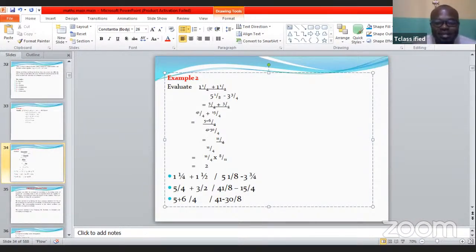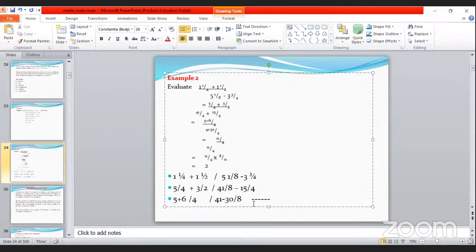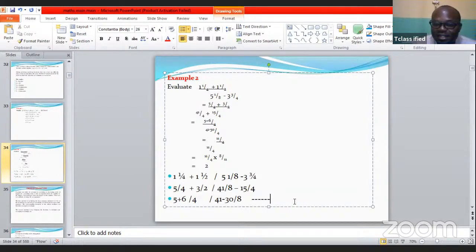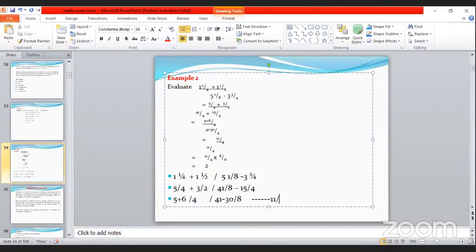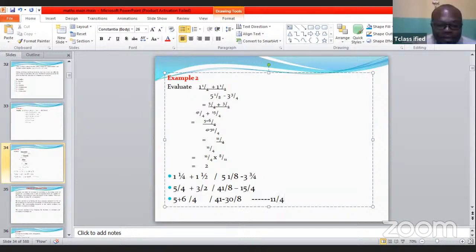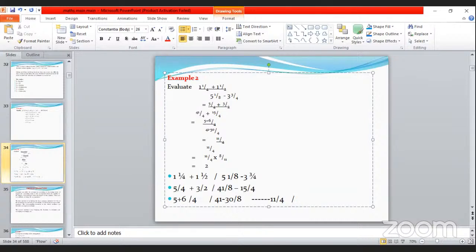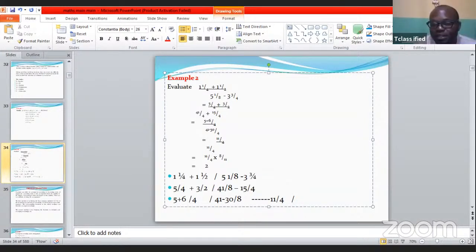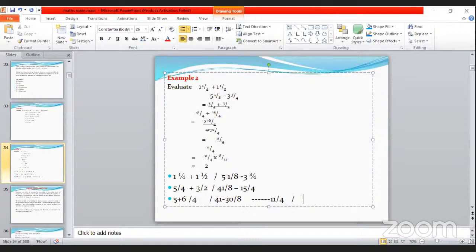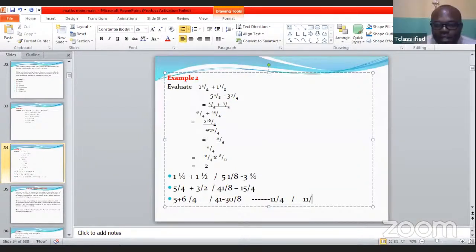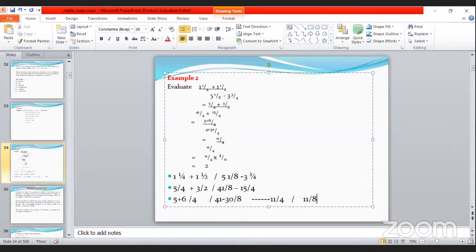Okay. So moving from here now, for the numerator, we'll get 5 plus 6, which is 11, so 11/4. And for the denominator, 41 minus 30 is what? 11. 11 all over 8.